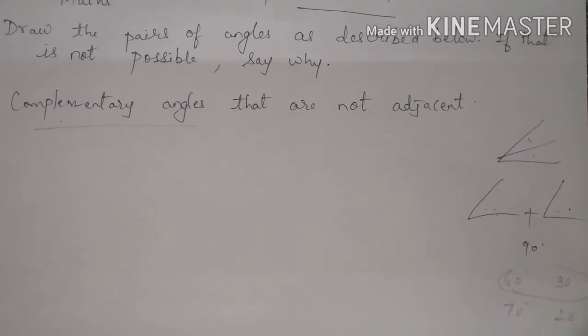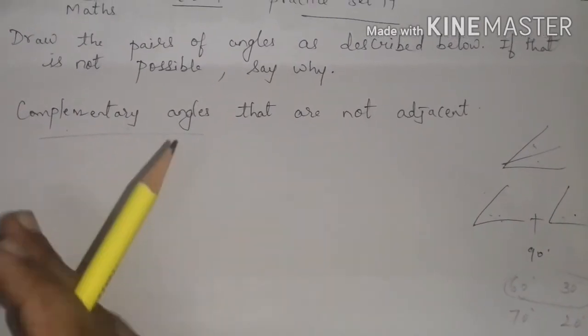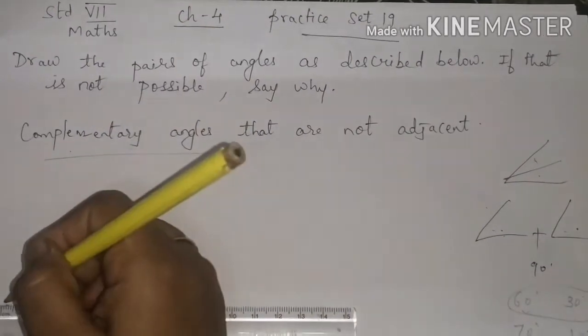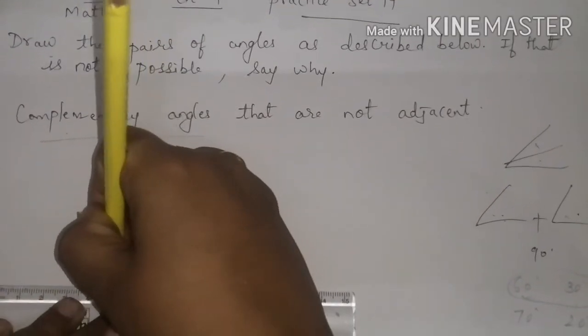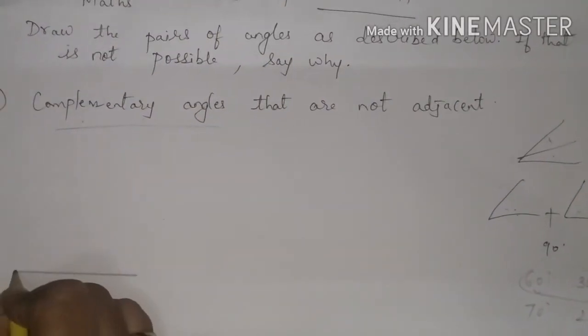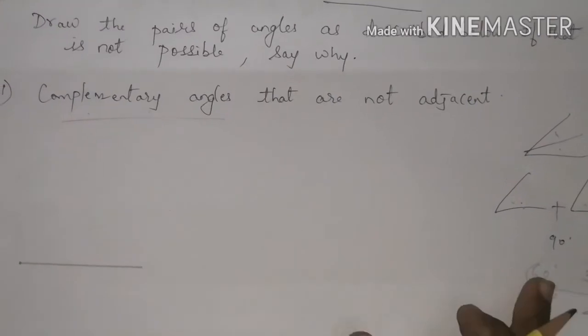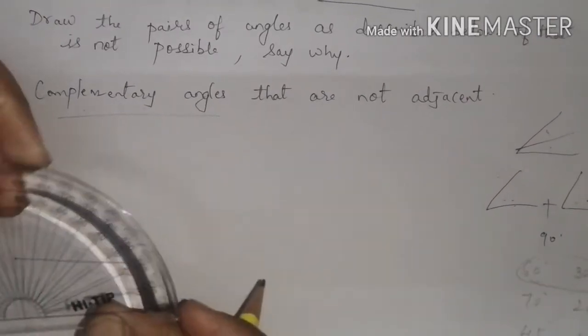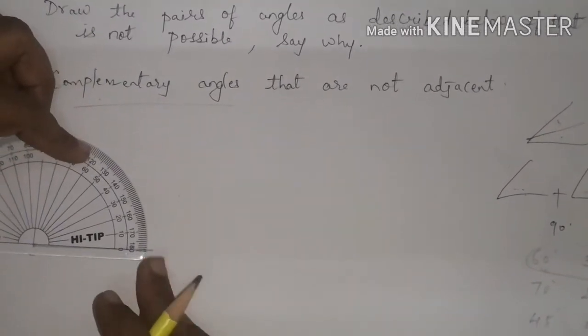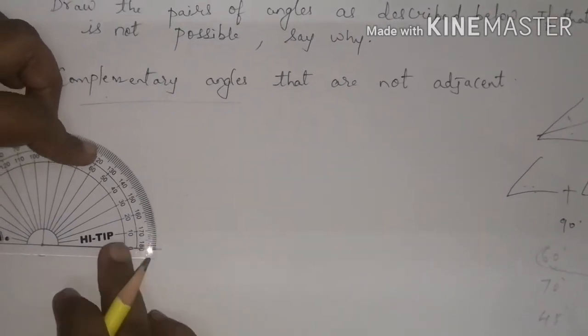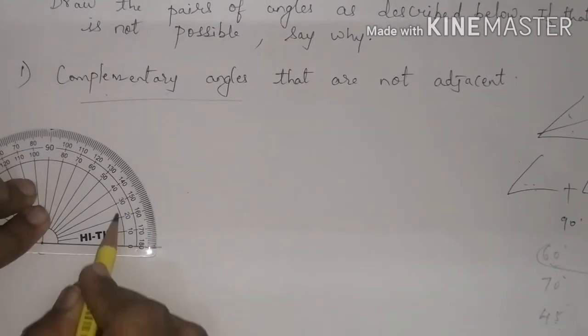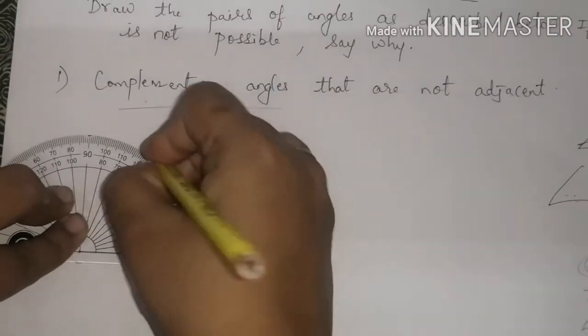So I am drawing 60 and 30. One angle I am drawing is 60 degrees. So let us take one baseline. On this I will place the protractor. I am drawing 60 degrees first. So I will place the protractor over here. I'll mark 60 degrees from this side. There, here it is 60 degrees.